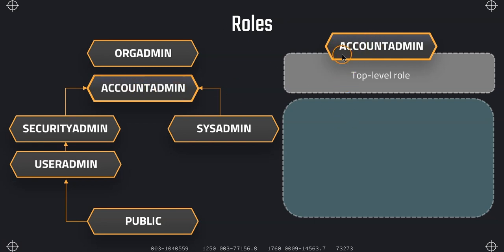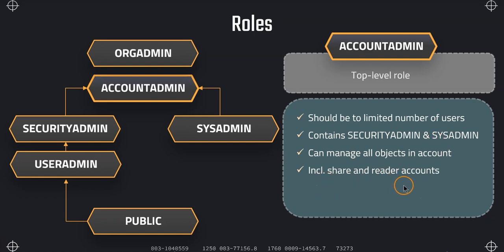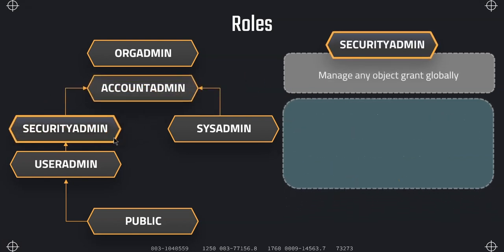Then we have the account admin. This is the actual top level role of our hierarchy, and all of the privileges will always be inherited up to the account admin. This is a very strict role because it's the most powerful role. We should be very careful because it has a lot of privileges, including managing the share and reader accounts. We can create those share and reader accounts, and we talk about this later on. For now, we just briefly want to mention the overview.